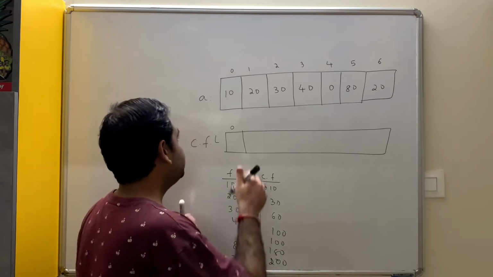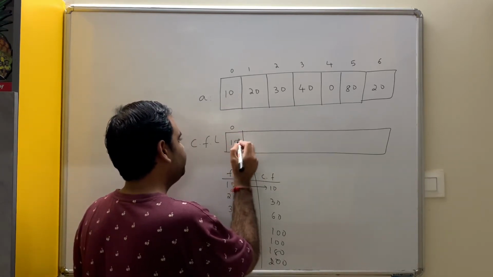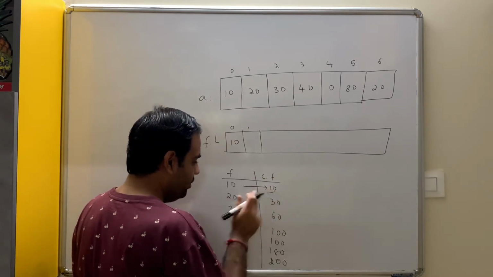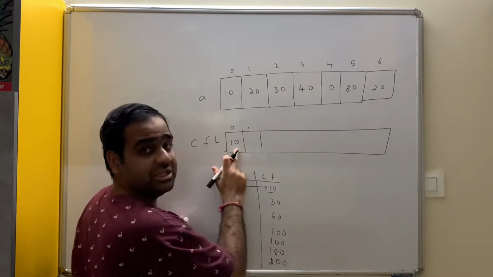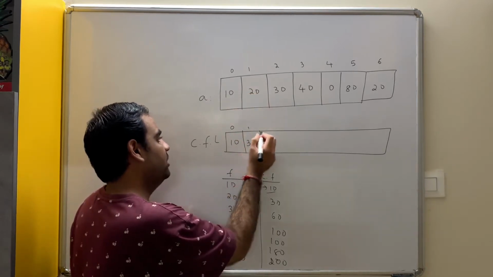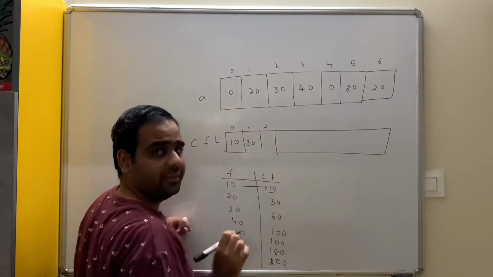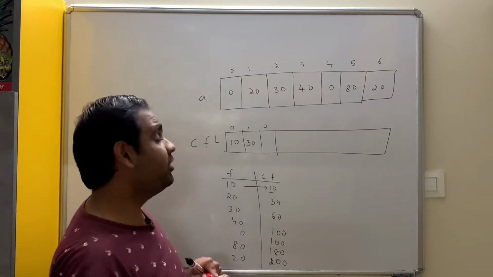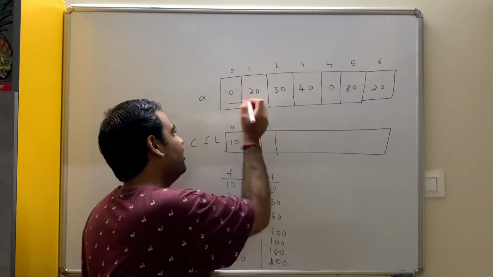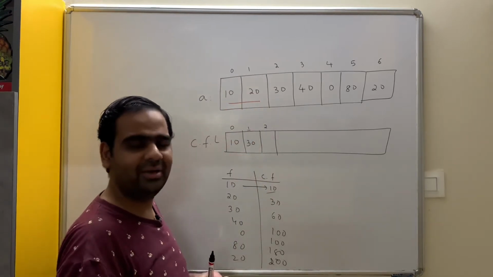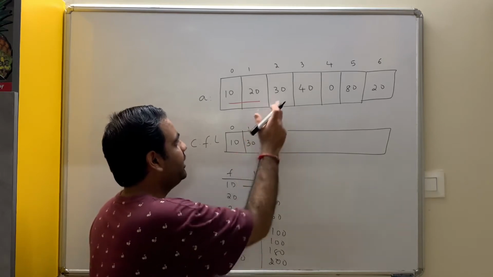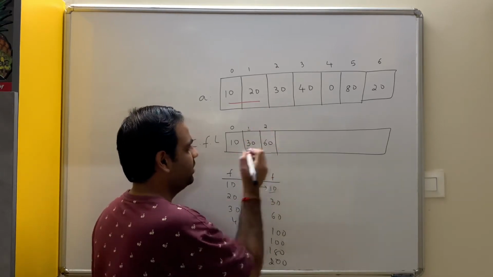Similarly, first you write the same element as it is, 10. Now at index 0, whatever the cumulative frequency is, you add with the next element. Now this is 10, you add with the next element. What is 10 plus 20? 30. Is that okay? Now what does the cumulative frequency of 1 mean? It means the sum till index 1 is 30. Now I want the cumulative frequency of index 2. 30 plus 30. What is 30 plus 30? 60.